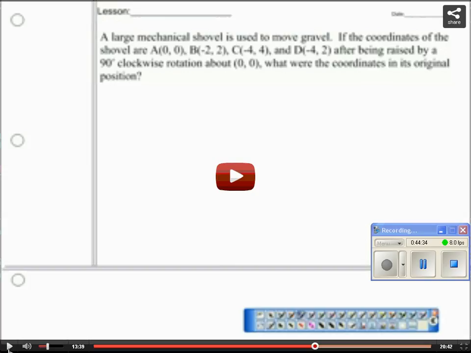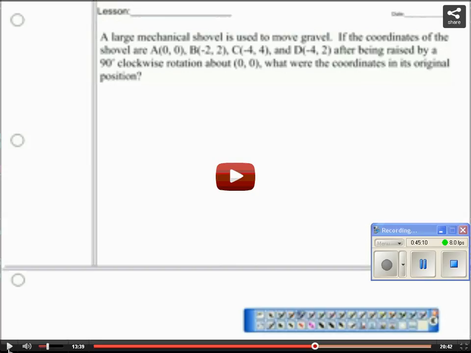What they're telling you here, you got a 90 degrees clockwise rotation about 0, 0. I'm not sure why they gave you A, B, C, and D, because if this is the new shape, this shouldn't just be A, it should be what? A prime, B prime, C prime. So those should be primes in there because this is the second shape and they want to know where did the shape start from originally. So they want us to go sort of backwards.